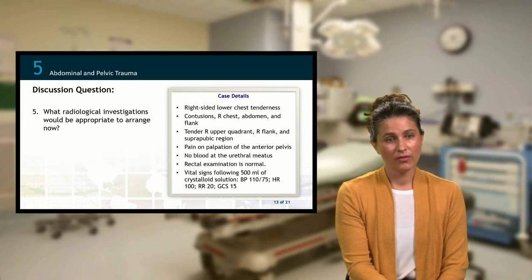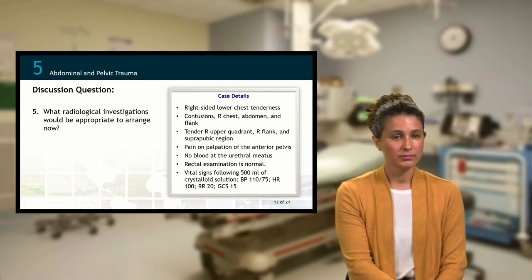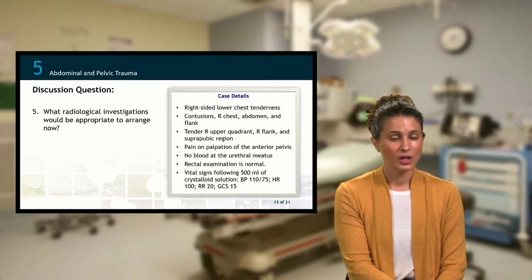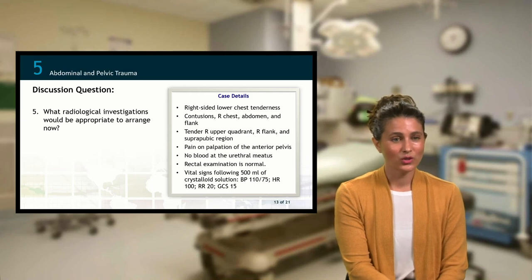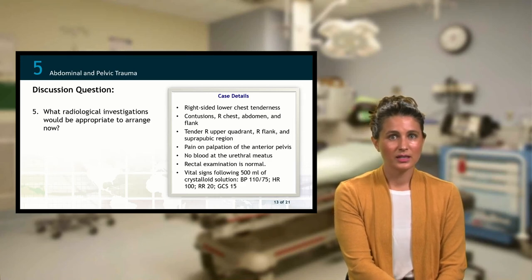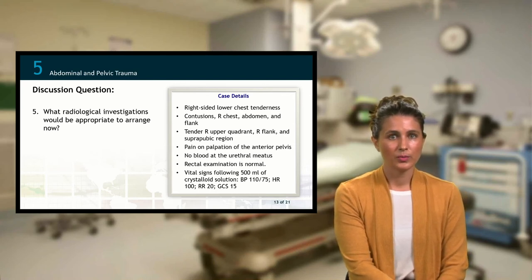So say that we've done our FAST. Patient remains as is without any change in his vital signs. Are there any other radiologic investigations that would be appropriate to arrange for now? Assuming that we are not in a worldwide shortage of IV contrast, depending on your facility and what's available to you, then a CT scan with contrast would be the next stage in investigation for this patient.